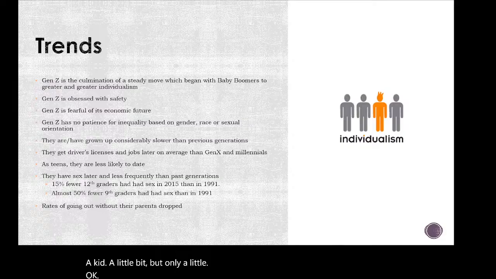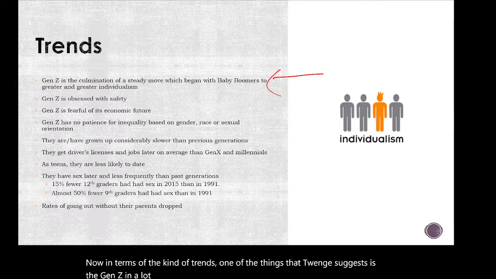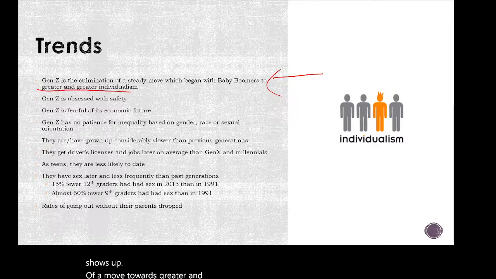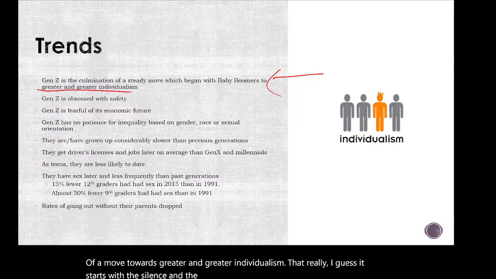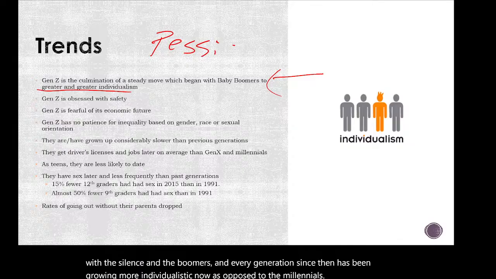Okay. Now, in terms of trends, one of the things that Twenge suggests is that Gen Z, in a lot of ways, is a culmination, at least until Gen Alpha shows up, of a move towards greater and greater individualism. That really, I guess, starts with the silent generation and the boomers, and every generation since then has been growing more individualistic.